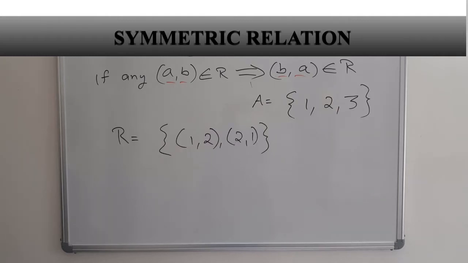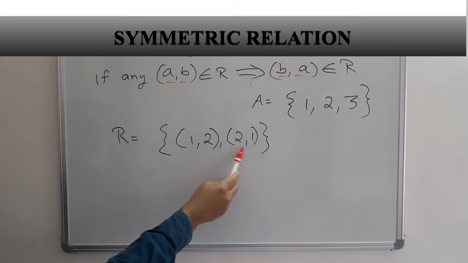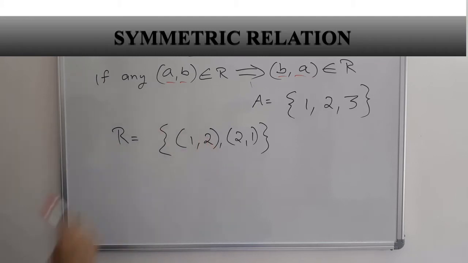Here we have made a relation from the master set A, that is relation R equal to {(1,2), (2,1)}. What do you say? Is it symmetric? We have (1,2) and we have the reverse of that, (2,1). And if we take (2,1) as a first element in the relation, we have the reverse (1,2) also present. So this is a symmetric relation.